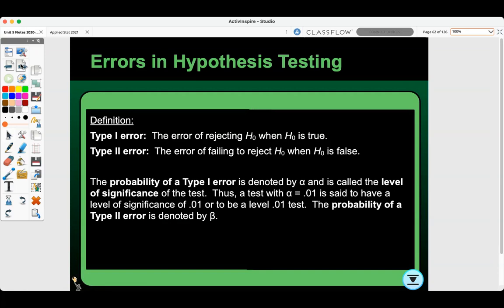The probability of a type 1 error is denoted with alpha and is called the level of significance of the test. Thus, a test with alpha equal 0.01 is said to have a level of significance of 1% or to be a level 0.01 test. The probability of a type 2 error is denoted with beta.